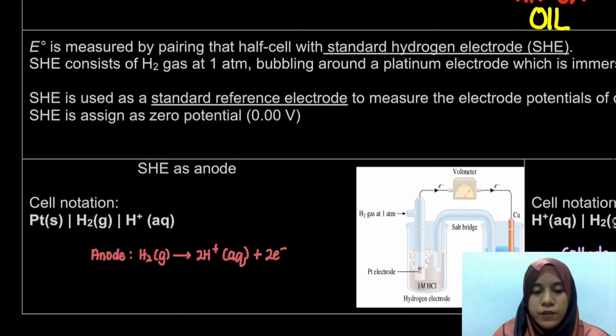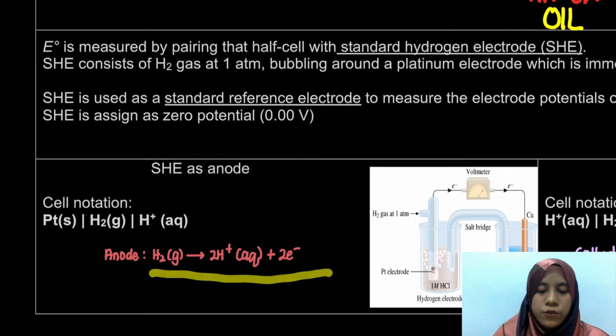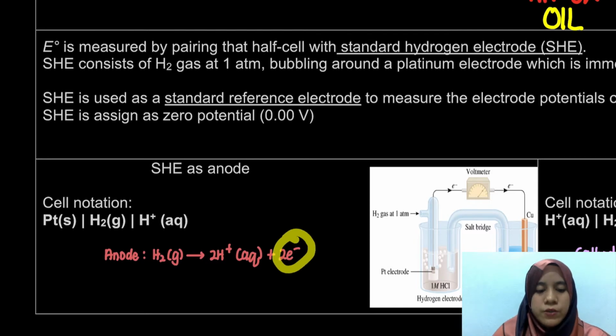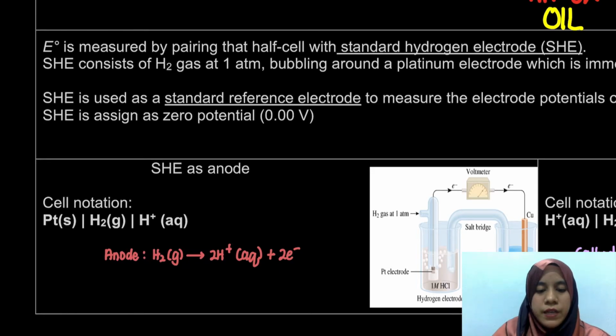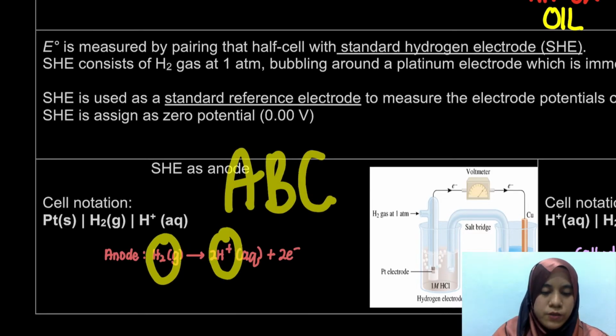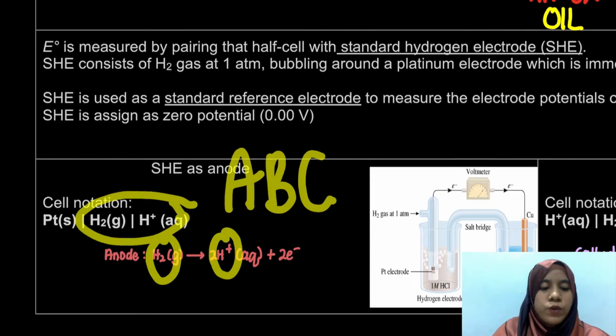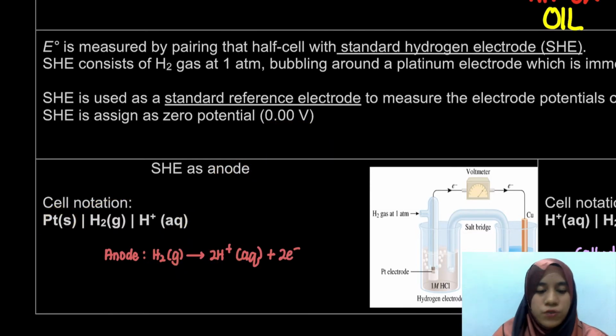When SHE acts as an anode, here will be the equation. Again, anode is where it will lose electrons. So this is the equation at the anode. And when we write down the cell notation, just remember A, B, C. For the cell notation, here we have hydrogen gas and H+ aqueous. So this is our species. Why do we start with platinum solid? Because remember, for the cell notation, we have to start and end with a solid. So that's why we have platinum here, even though the equation does not involve platinum. We have to include it here.